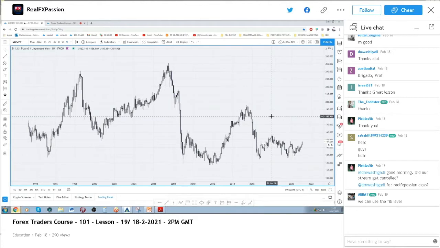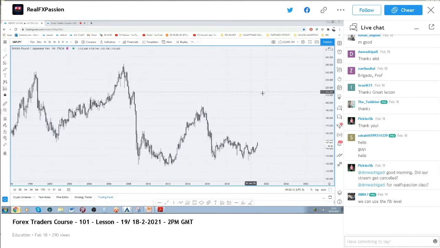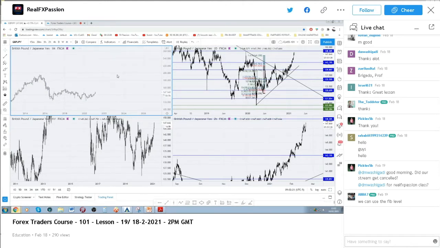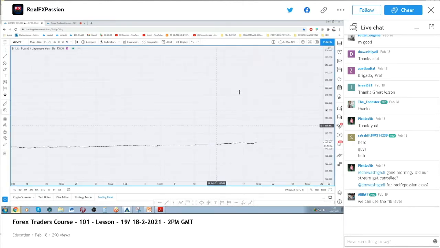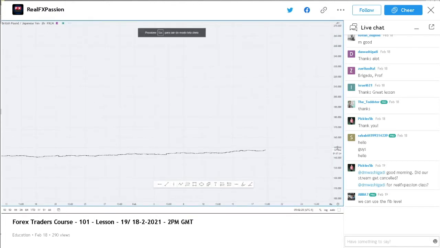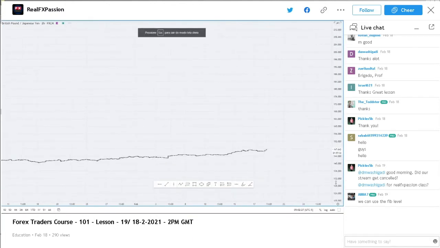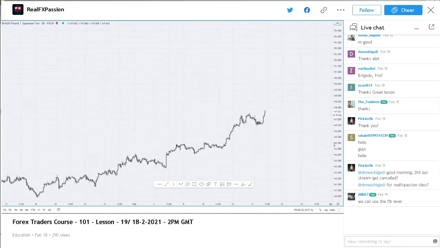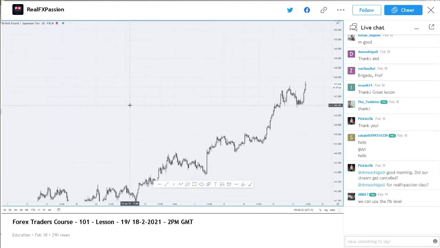Today is lesson 19, how to trade support in an uptrend. Let's open the 2-hour chart and increase its scale. So we are on GBP/JPY, everybody.